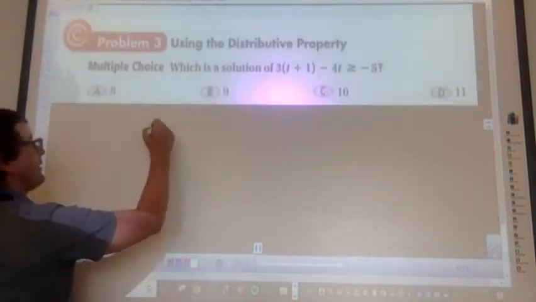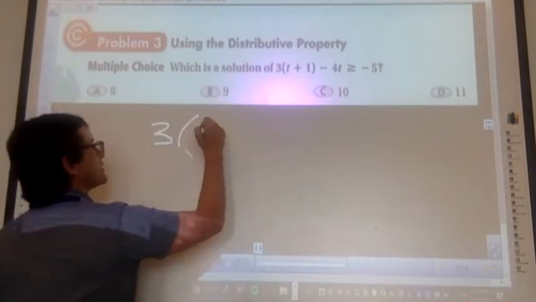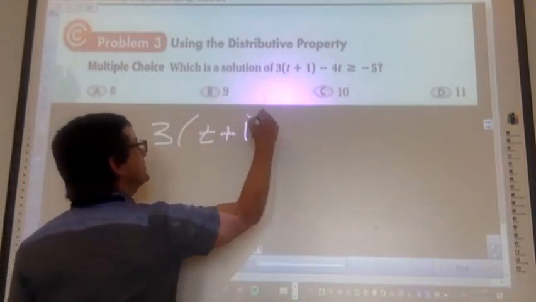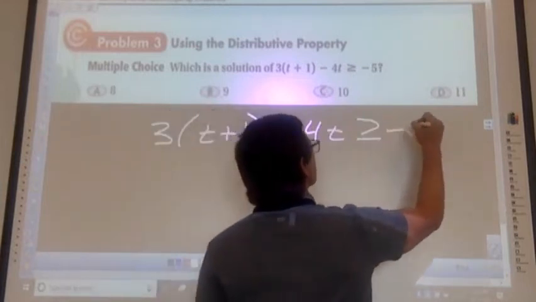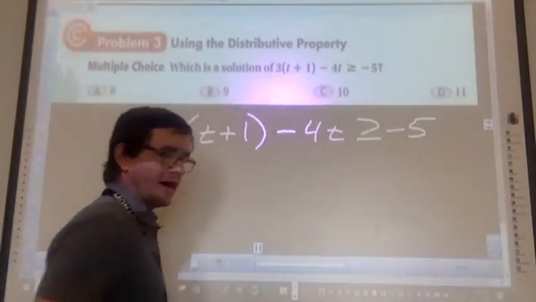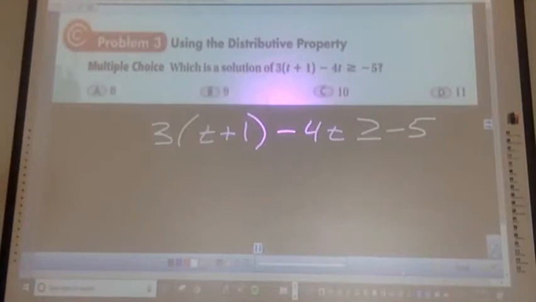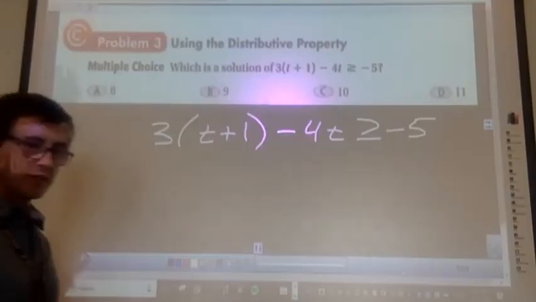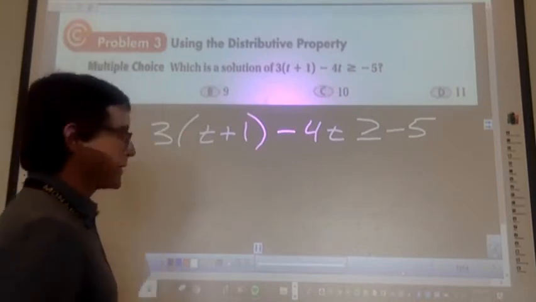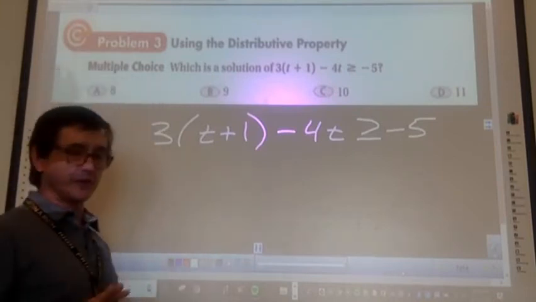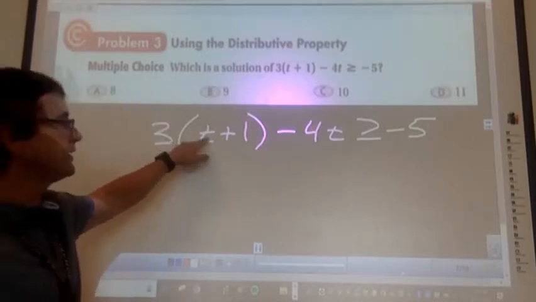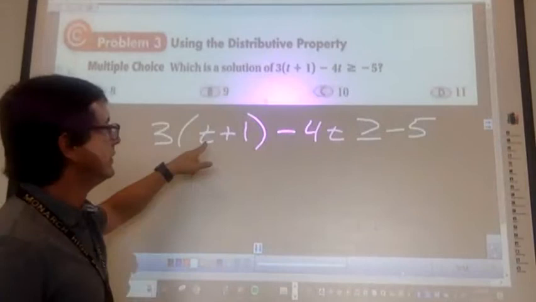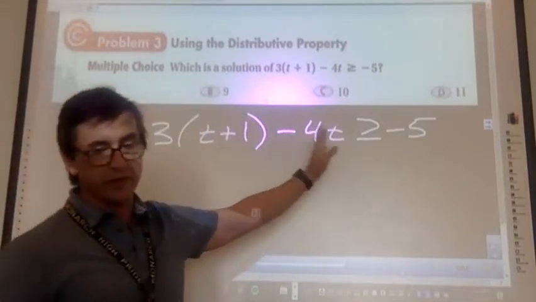Okay, write this one down. So we have 3 times the quantity, t plus 1, minus 4t greater than or equal to -5. A couple different methods you could use to solve. I'm going to talk first about the way I would never do this problem. So if we plug in the 8 here and here, then we can see if we get a true statement.